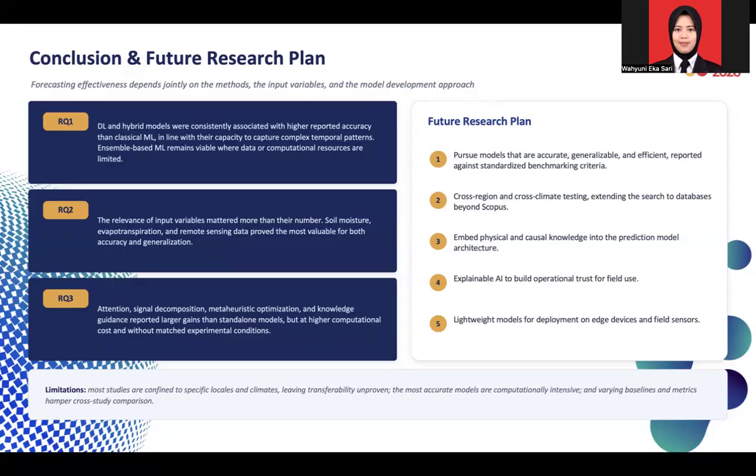So future work follows directly. We aim for models that are accurate, generalizable, and efficient, reported against standardized criteria. That means cross-region and cross-climate testing beyond Scopus, embedding physical and agronomic knowledge into architectures, explainable AI for operational trust, and lightweight models for edge devices and field sensors.